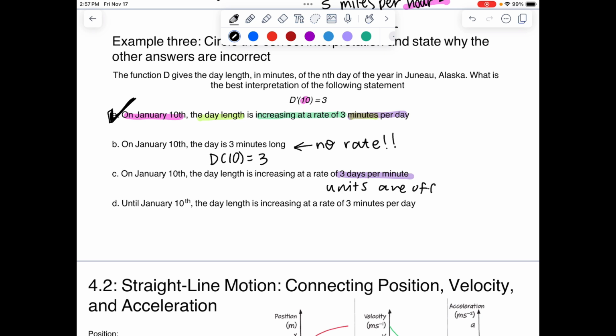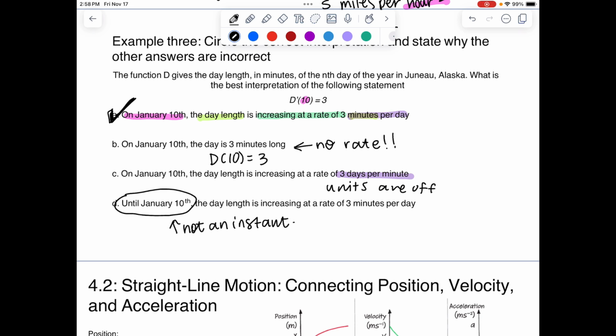And then finally, until January 10th, the day length is increasing at a rate of 3 minutes per day. So the big difference right here is this. Saying until January 10th makes you think of the days between January 1st and January 10th. And that's an interval, not an instant. So remember, we need an instant. So this is not an instant.